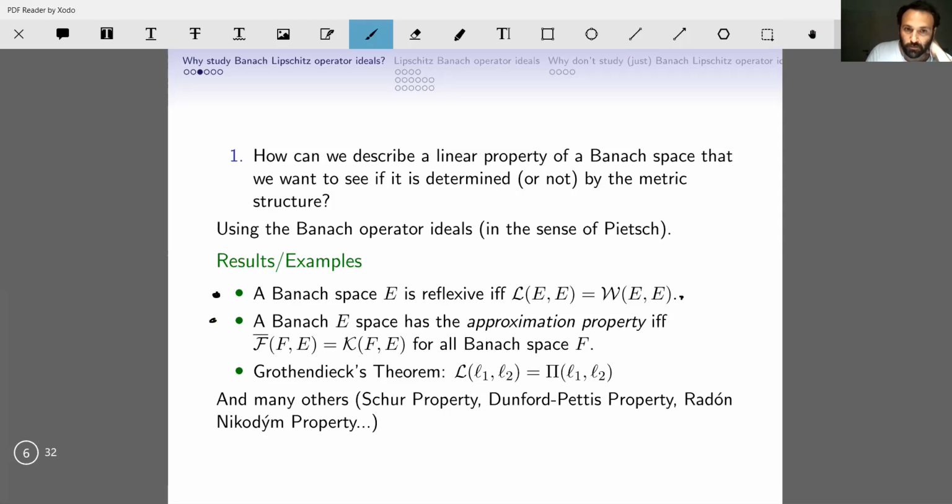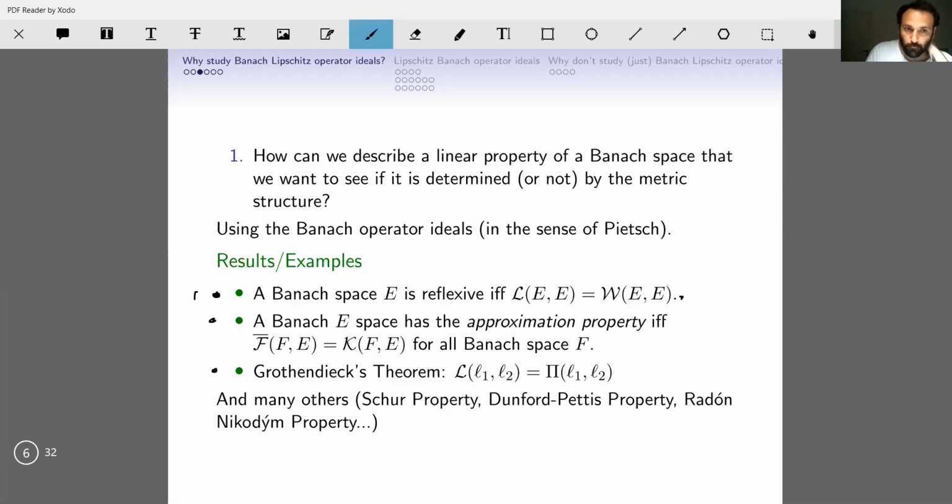The second states that a Banach space E has the approximation property if and only if all compact operators from any Banach space F to E are approximable. And the third is Grothendieck's theorem, which states that all linear operators from little l1 to little l2 are absolutely summing.